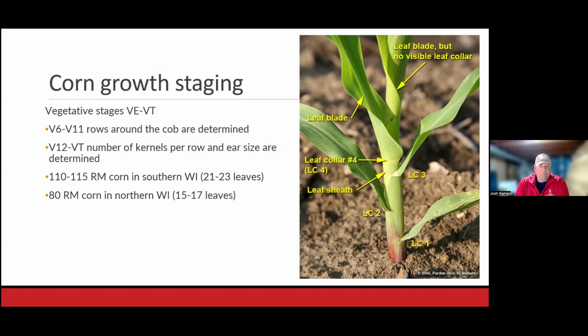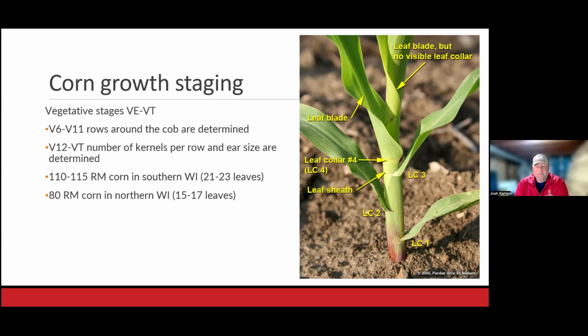Hopefully we have some of our herbicide applications done before that corn is actually starting to canopy at that point. Hopefully we have our soil fertility adjusted at that point, so we can let that corn crop develop. And then from V12 to VT, the number of kernels per row and that ear size are being determined. Okay, so another timing when we want to try to avoid stress to that corn plant.